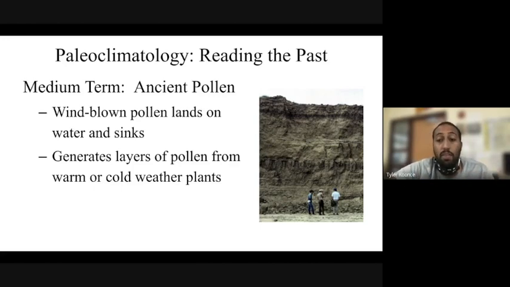And this is something that they do off of like Lake Superior. They'll take a boat and they'll take samples of the layers on the lake floor and then use a microscope to look at those different types of pollen and figure out what's going on.